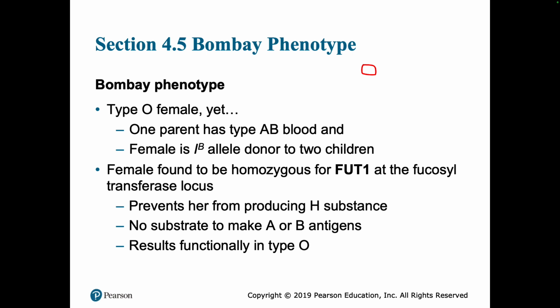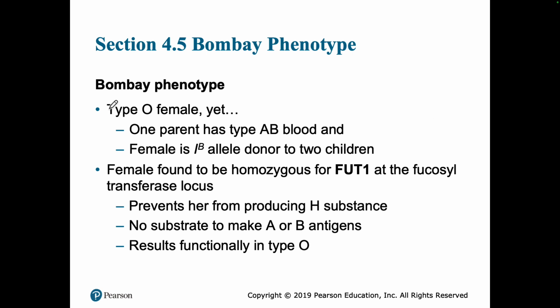Let me draw that out here. If two parents have type O blood, their children should all have type O blood. If their children have type A or B, someone or both are not the parents, or very likely not the parents. That's when it gets a little bit dicey, and we don't like to do this in class.